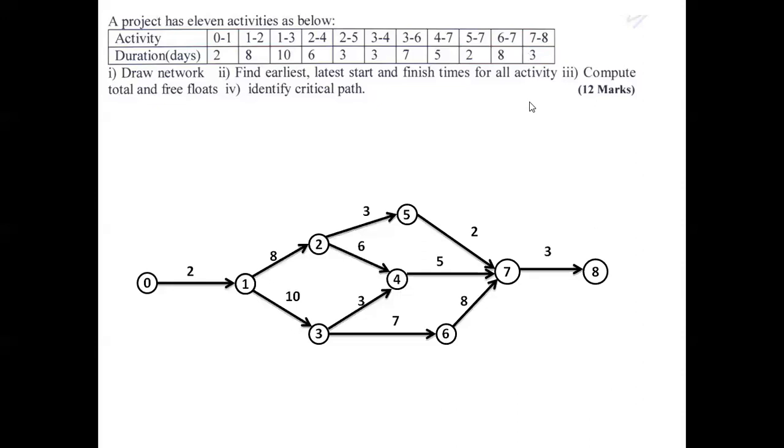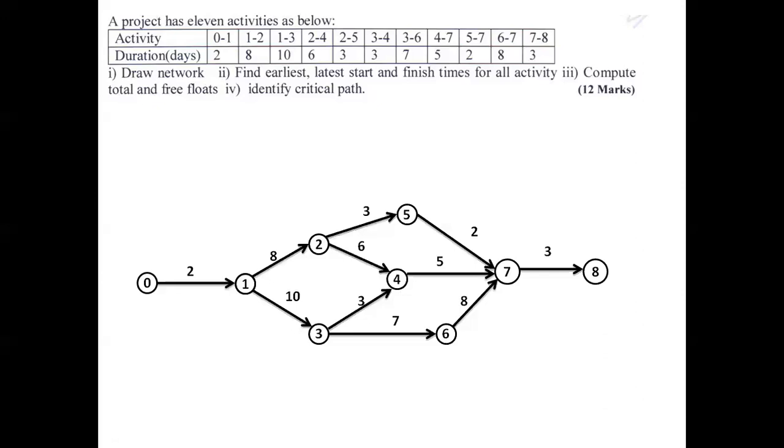So this is how the network diagram has been drawn based on the precedence relationship with respect to the numbers on nodes: 0 to 1, 1 to 2, 1 to 3, like that. So the first requirement has been fulfilled, that is drawing the network diagram. Then the next thing is finding earliest, latest start and finish times. For this, we need to draw a table.